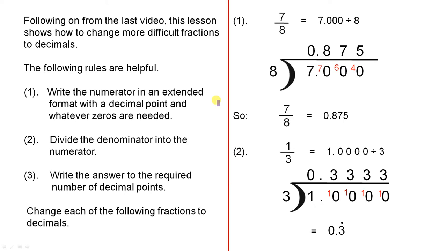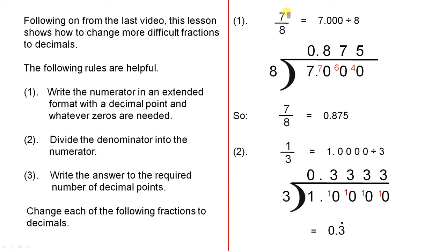Number 1. Write the numerator in an extended format with the decimal point and whatever zeros are needed. Number 2. Divide the denominator into the numerator. Number 3. Write the answer to the required number of decimal points. Now we'll see how to use those 3 points, and we'll explain them very clearly. So let's start. Change each of the following fractions to decimals.